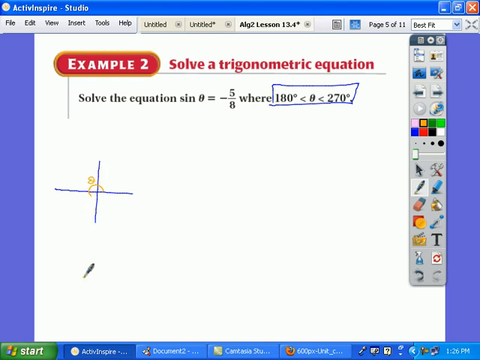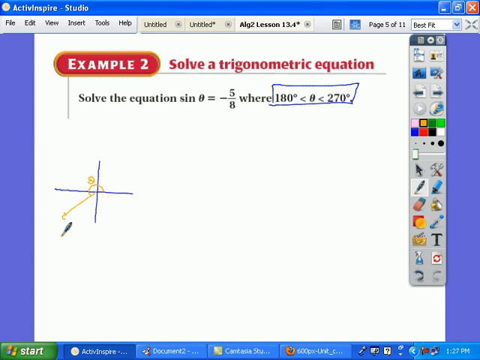Idea number 2, if I look at my unit circle, negative 5/8 is not a value you're going to find on the unit circle. Not anywhere. So it means we're not going to be able to rely on the unit circle. We're going to have to go right to our calculators. Okay, so let's do that.